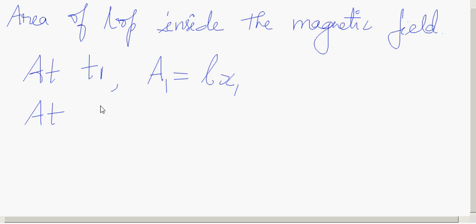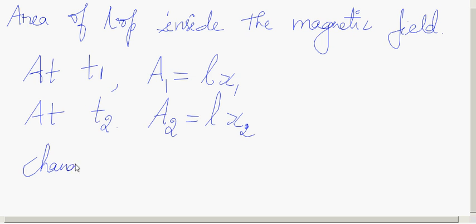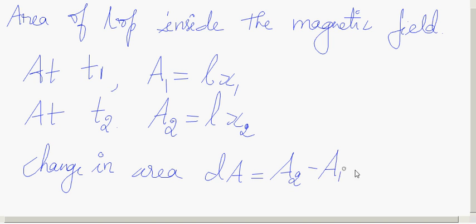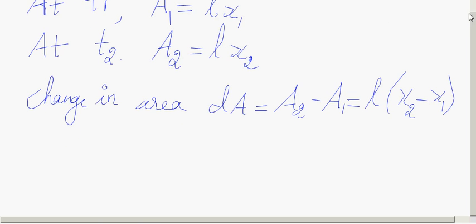Similarly, area of loop inside the magnetic field at t2, A2 is, now L is same, x1 becomes x2. Now change in area dA is A2 minus A1, which is equal to L into (x2 minus x1). Now you can also write it as L into dx. x2 minus x1 is change in length dx.